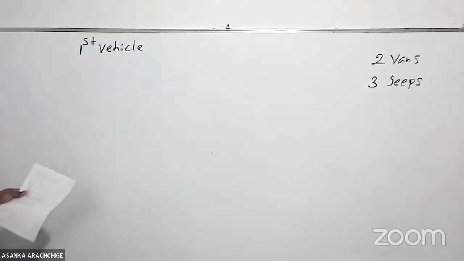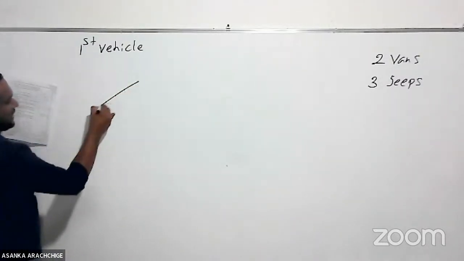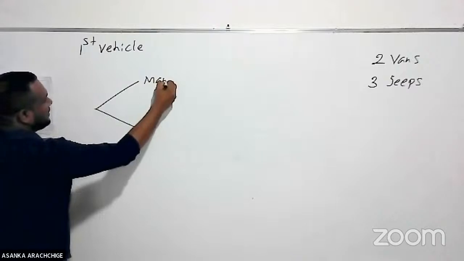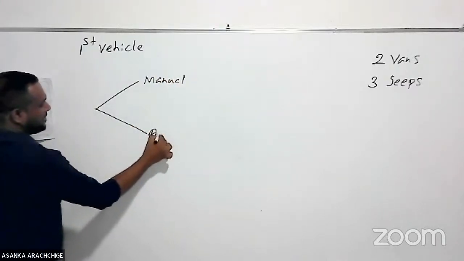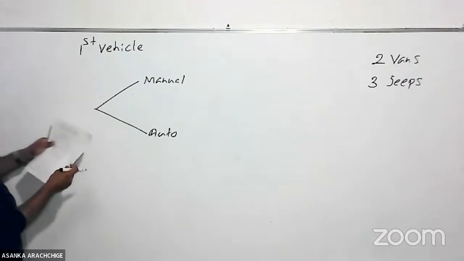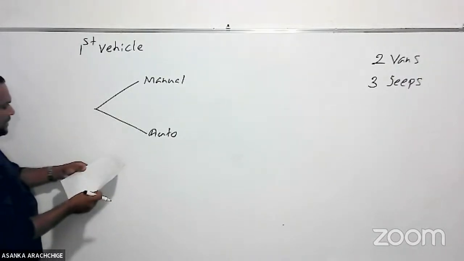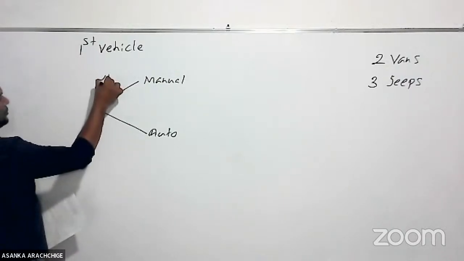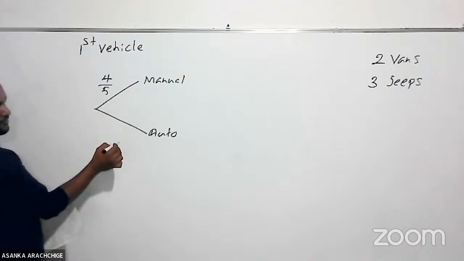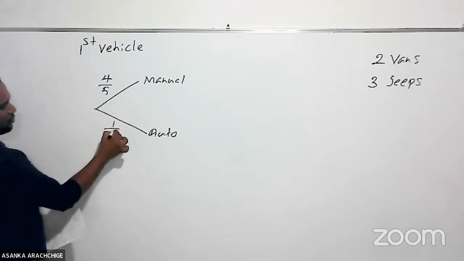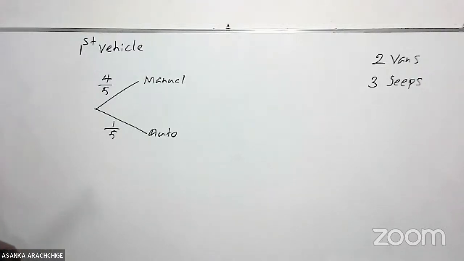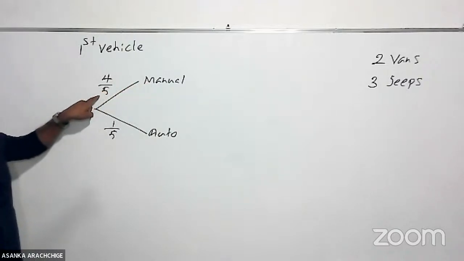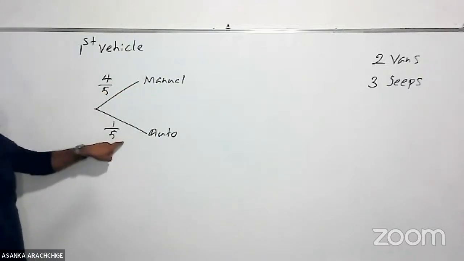The first vehicle to exit is taken like this. It can be a manual one. It can be an auto one. Being manual is 4/5, not 5/4. Therefore, being auto is 1/5. Is that clear? The first vehicle to exit being manual is 4 out of 5, and being auto is 1 out of 5.